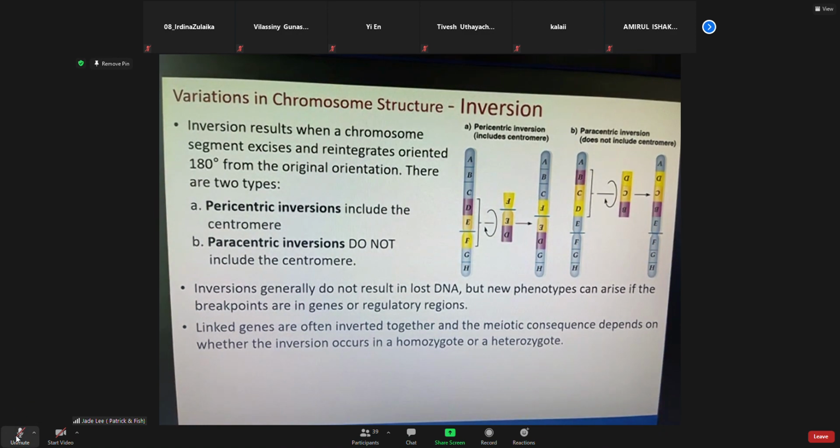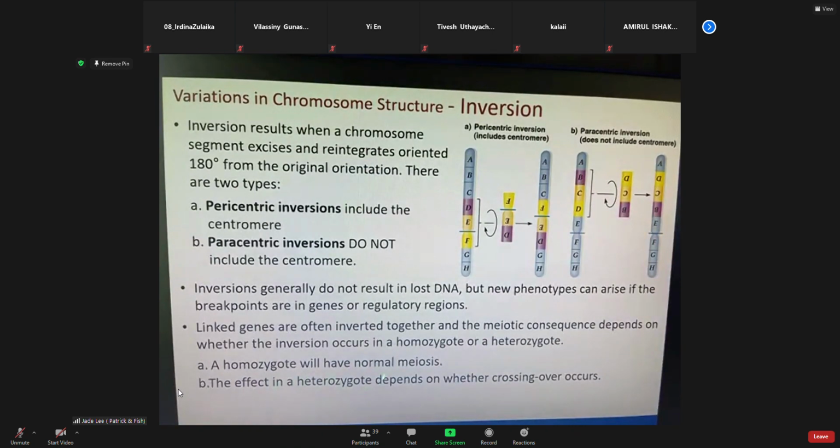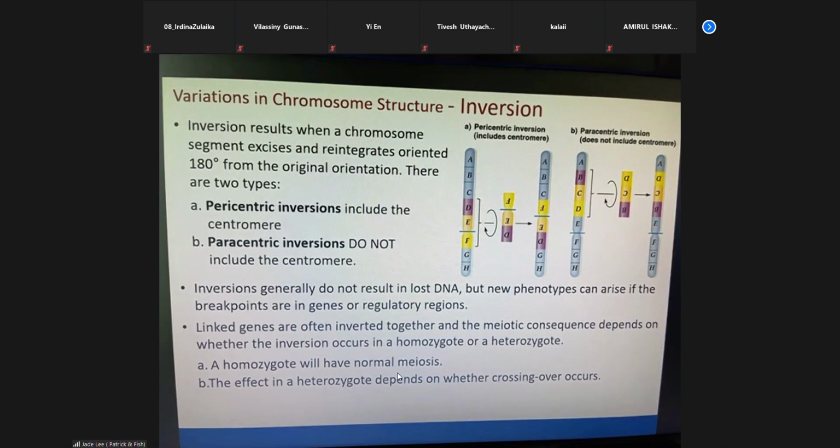Okay, because they are linked together. Alright. So homozygous will have a normal meiosis, whereby the effect of heterozygous depend on whether the crossing over occur. Okay, so kalau crossing over berlaku pada kawasan yang inverted tu, dia akan memberikan lagi banyak variation ataupun the new phenotypes nanti.